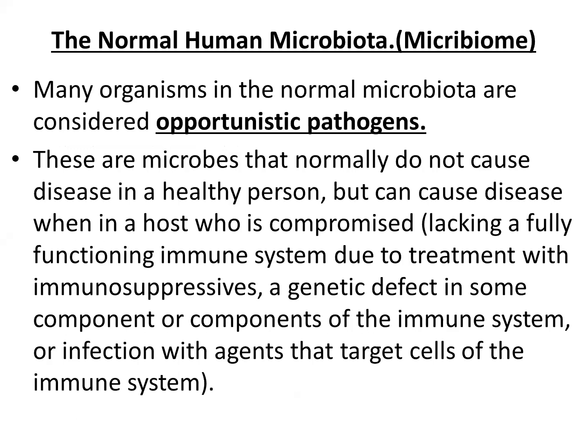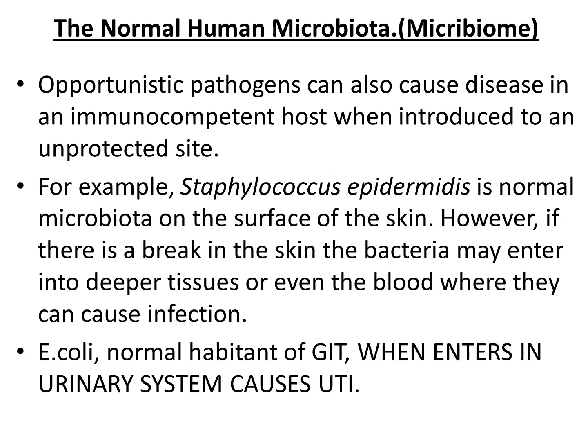Many organisms in the normal microbiota are considered opportunistic pathogens. These are microbes that normally do not cause disease in healthy persons, but can cause disease when the host is compromised and lacks a fully functioning immune system, due to treatment with immunosuppressive drugs, a genetic defect in some components of the immune system, or infections with agents that target cells of the immune system.